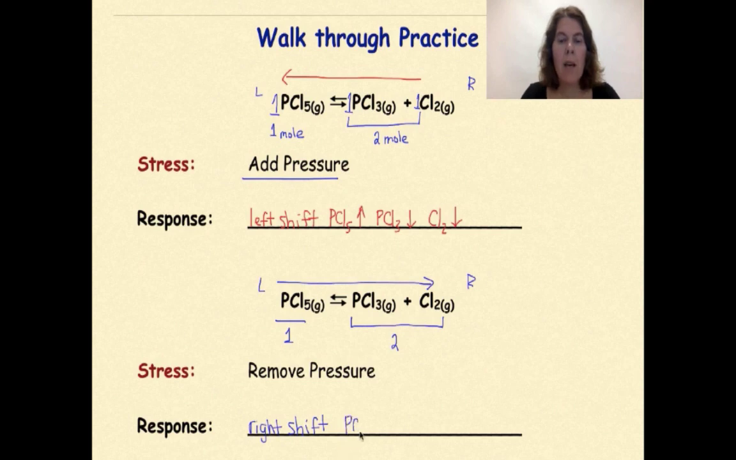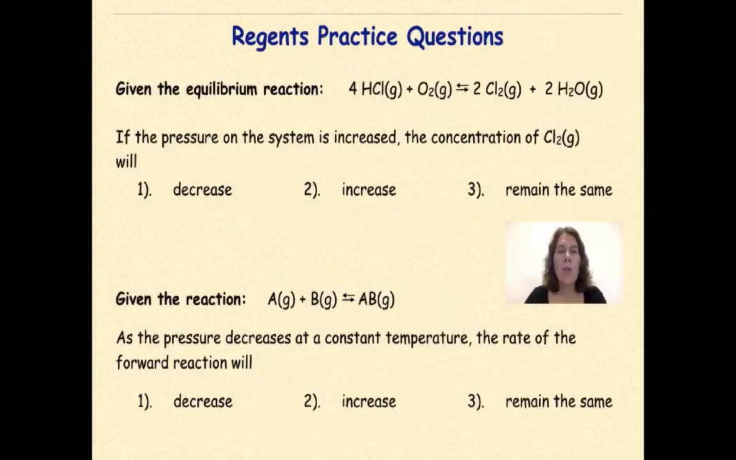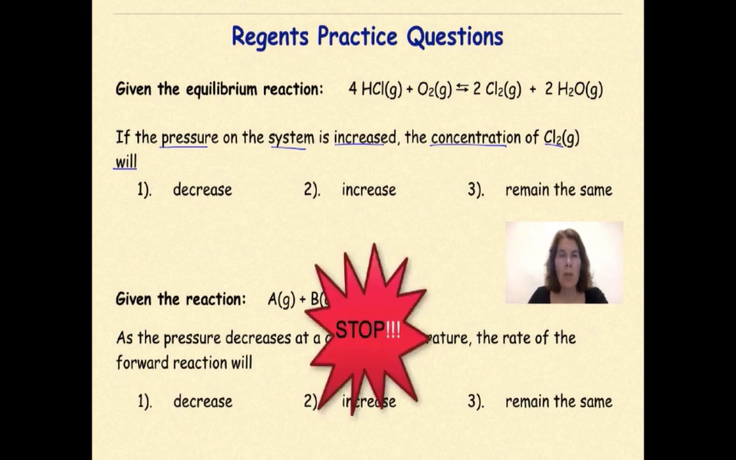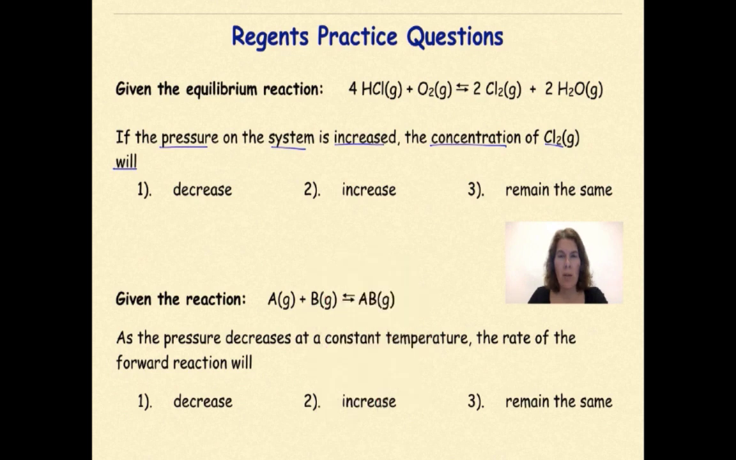My PCl5 will decrease, and my PCl3 will increase, and my Cl2 will increase. Let's try some Regents practice questions. Given the equilibrium reaction, 4HCl plus O2 yields 2Cl2 plus 2H2O. If the pressure on a system has increased, the concentration of Cl2 will, so what I'd like you to do is stop, reread the question, choose an answer, and we'll see how you did.